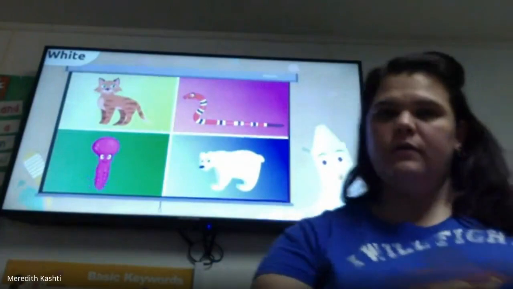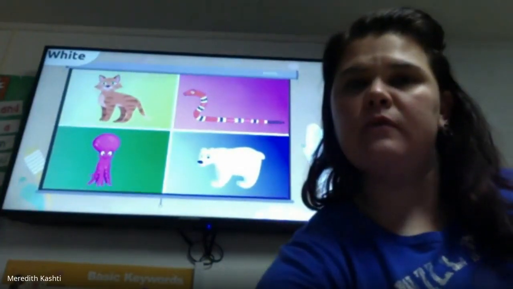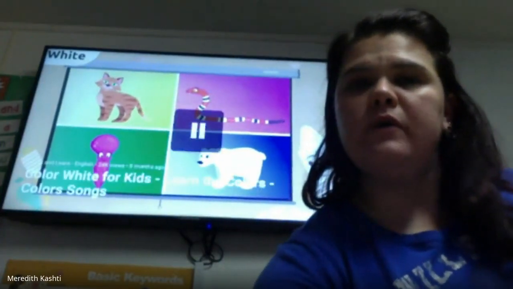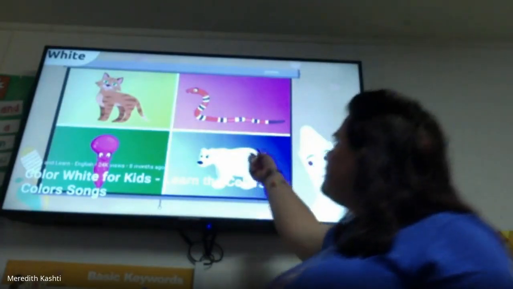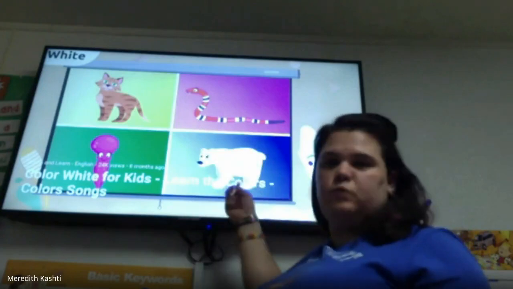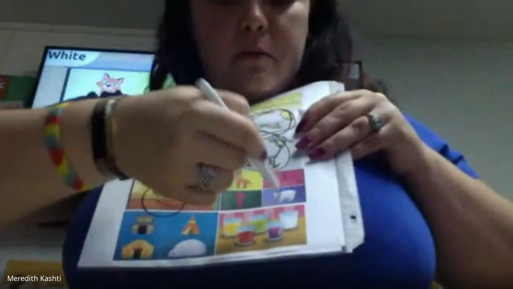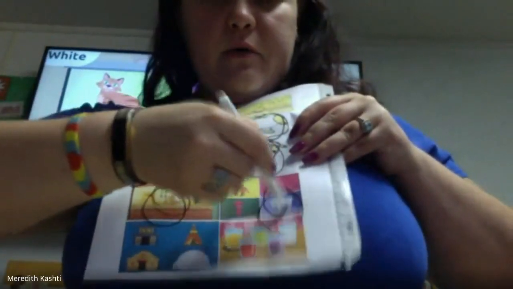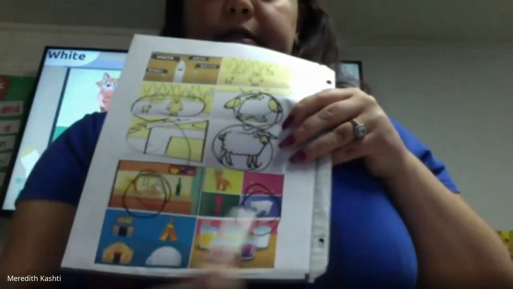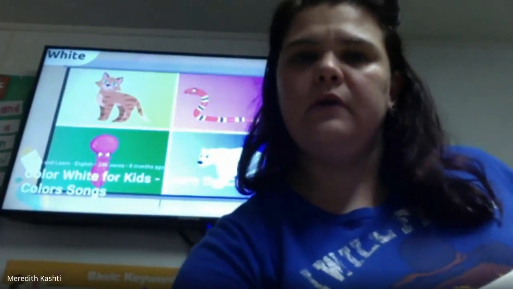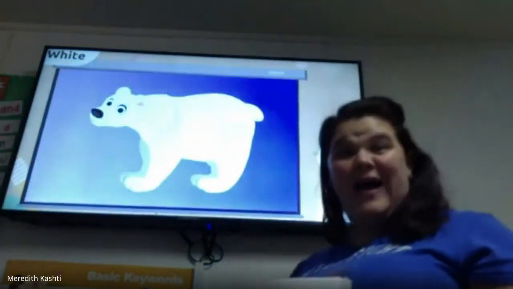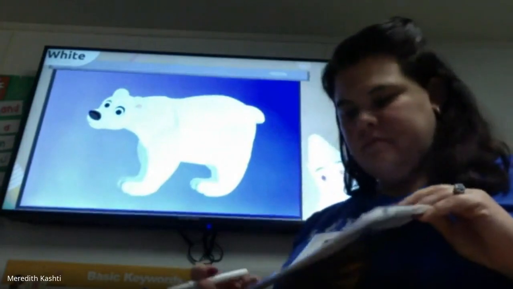That's right. Have you seen how many animals there are? Where's the white animal? Which animal is white? The polar bear is white. So we can look at our paper and we can circle the polar bear. The polar bear is white. Good job.